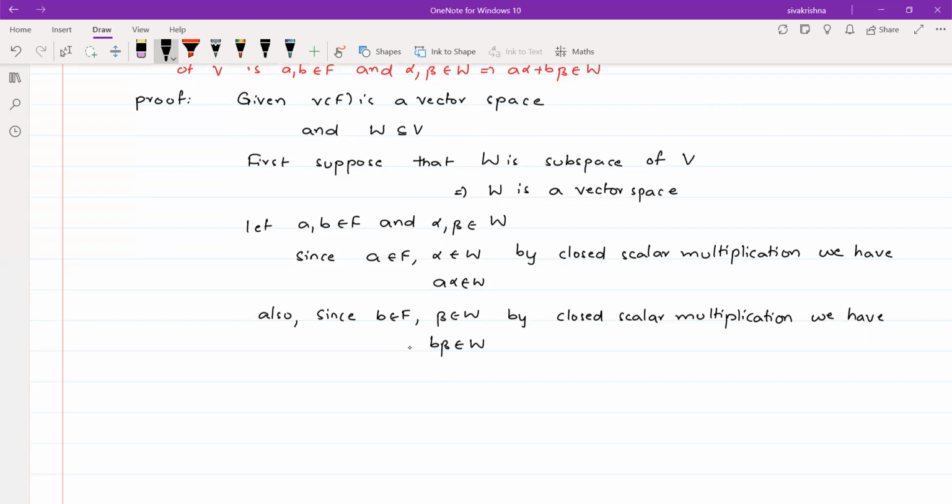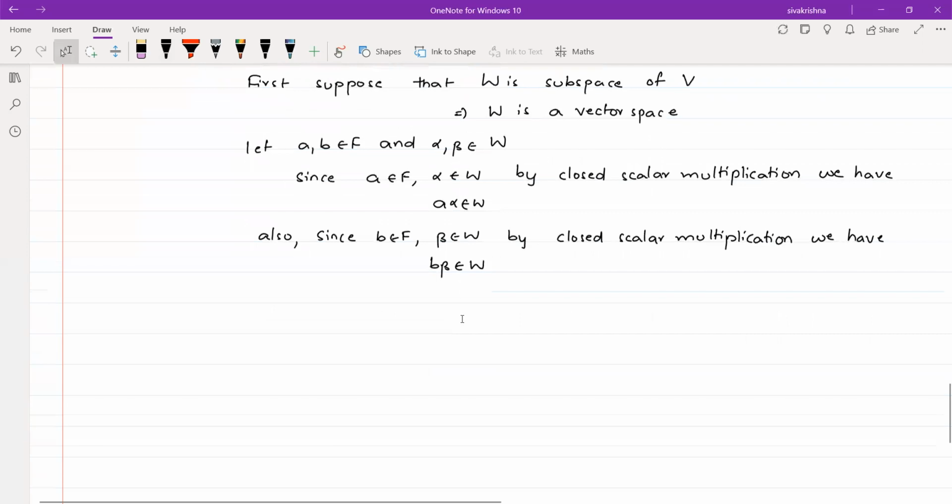So this was also by the same property in the vector space definition. Whenever we have an element from the scalar field set and the vector space set, the product of those two elements should also belong to the vector space set. So now we have two elements in W. One is a alpha and the second one is b beta. So once again I am writing now a alpha, b beta belongs to W.